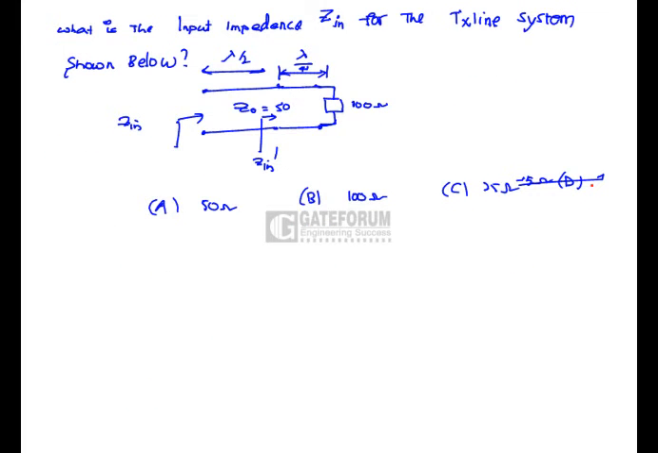Find the impedance for the transmission line system shown below. Here Zin dash is the input impedance for the quarter wave transmission line, which is Z0 square by ZL. Z0 square is 50 into 50, ZL is 100, so it is 25 ohms. And Zin equals Zin dash, because the length of the transmission line is lambda by 2, which reflects the output impedance towards the input, which is 25 ohms. That is option C is correct.